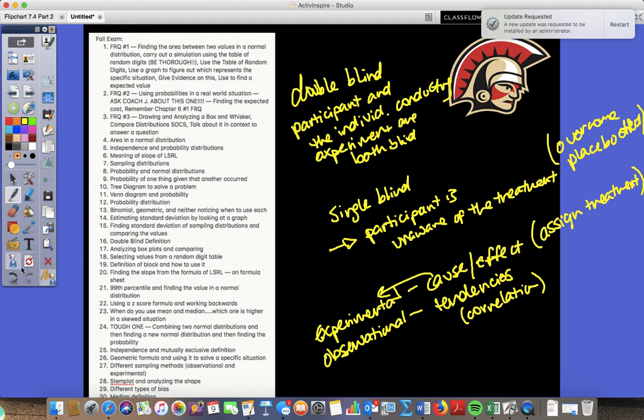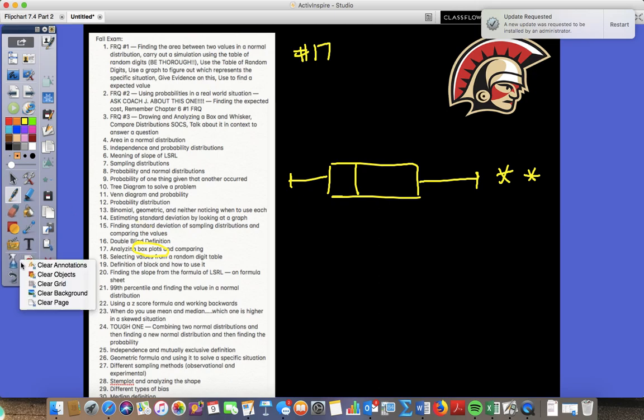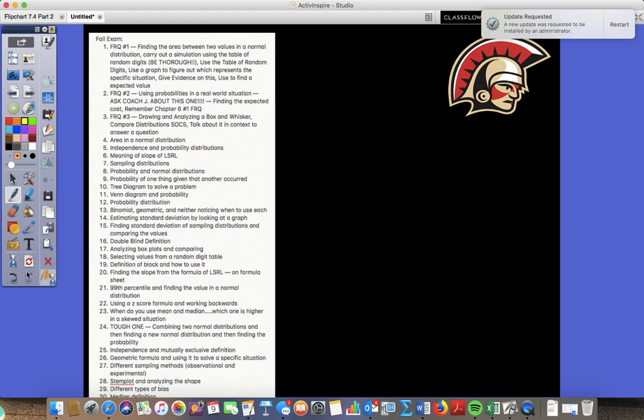17, analyze a box plot and compare. You'll notice, man, there's a lot of these on here. Number 17, y'all. Got to make sure you look at that. The box and whisker plot are huge, making sure you understand what each of these parts mean and knowing how to compare them, right? I think this is one where they're going to give you 2 box plots, and you're going to have to compare based upon the statements in the multiple choice there. So just make sure you go back to that one.